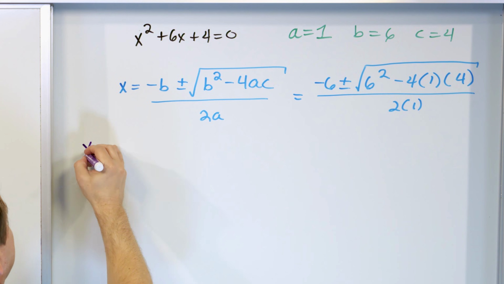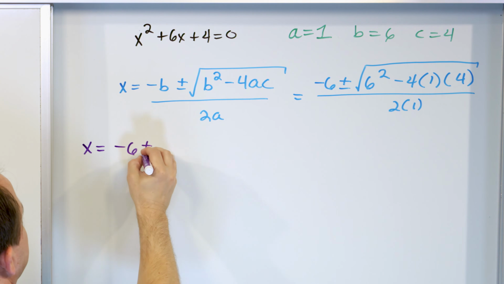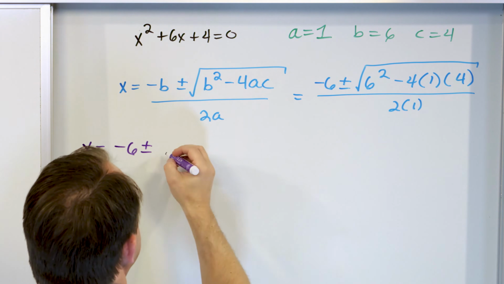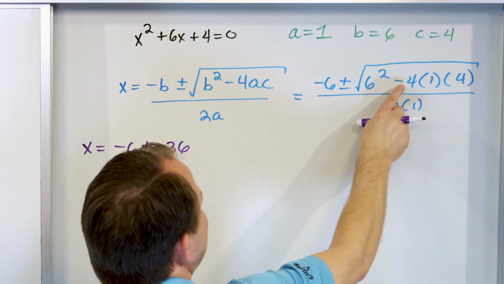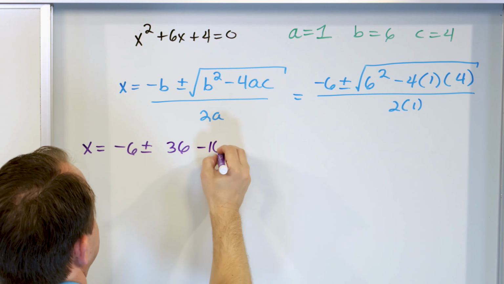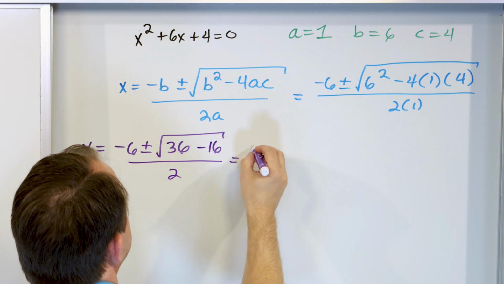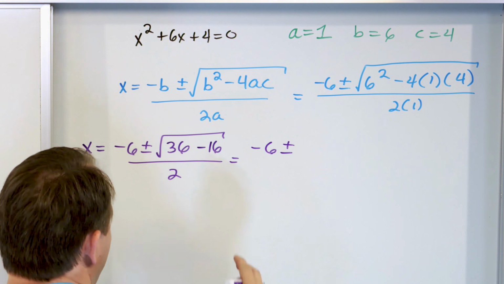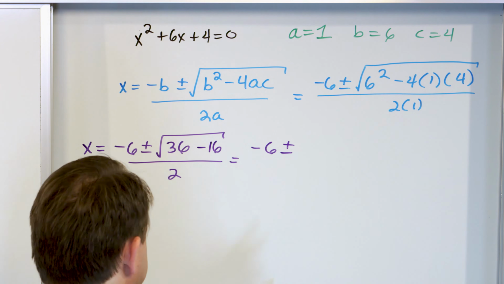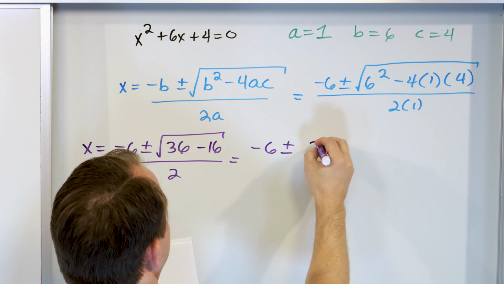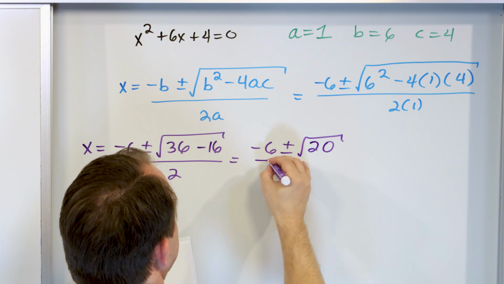So what we have is x is equal to -6 plus or minus, under this radical, it'll be 36 minus the 16. And that radical has to apply to that whole thing over 2. So it'll be -6 plus or minus. What is 36 minus 16? Let me double check my math here. We have 36 minus 16 is 20. It's going to be the square root of 20, and you'll have a 2.